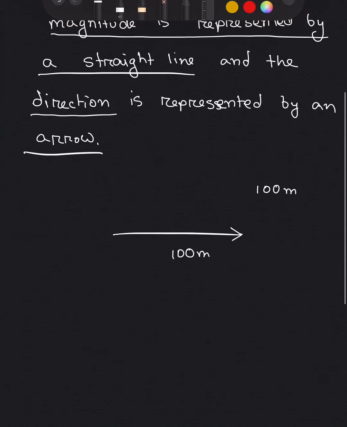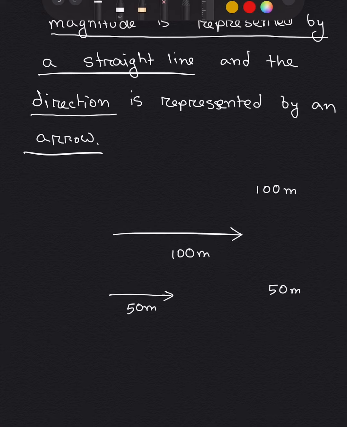Suppose again you are asked to write a 50 meter line under the 100 meter line. Now what will you do? You will write a straight line which is half of the former straight line and represent it with 50 meter. In this way, by maintaining ratio, you can write your vectors in your copy.